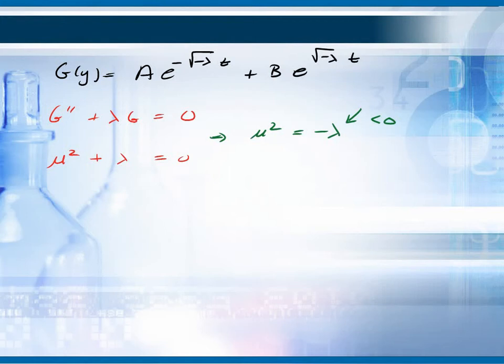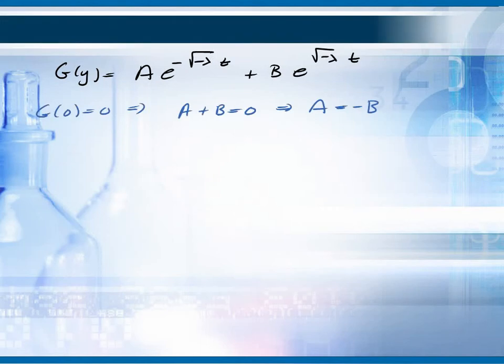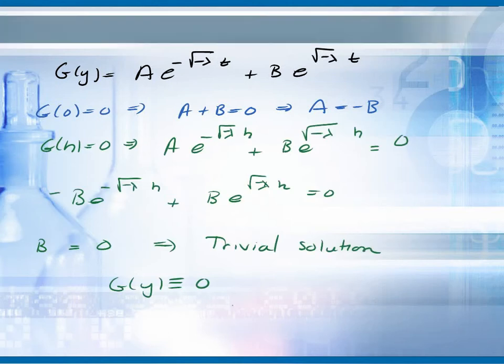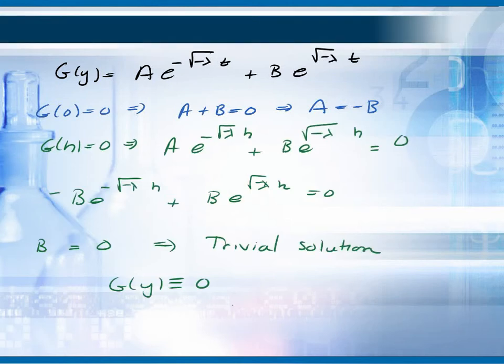Then you pop in the boundary conditions. G at 0 is first, and we get a equals minus b from that. Pop in the second one, and unfortunately you get b is 0, which means that a is 0 too, and you're back down to the trivial solution. So you don't get anything. You don't want that, because if g of y is identically 0, then u is identically 0, which is just the trivial solution. So you don't get anything interesting from that.